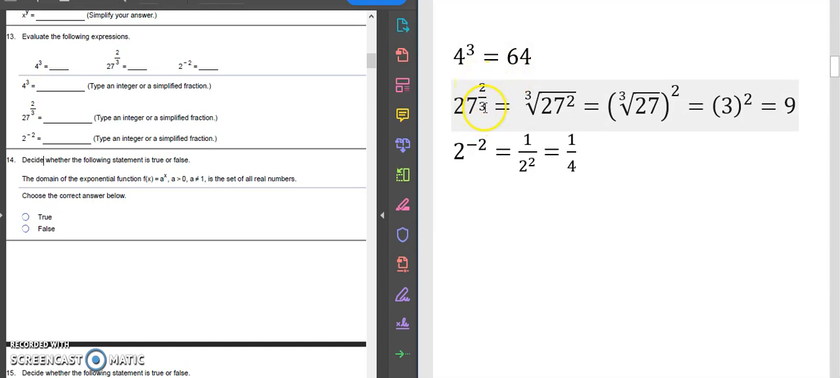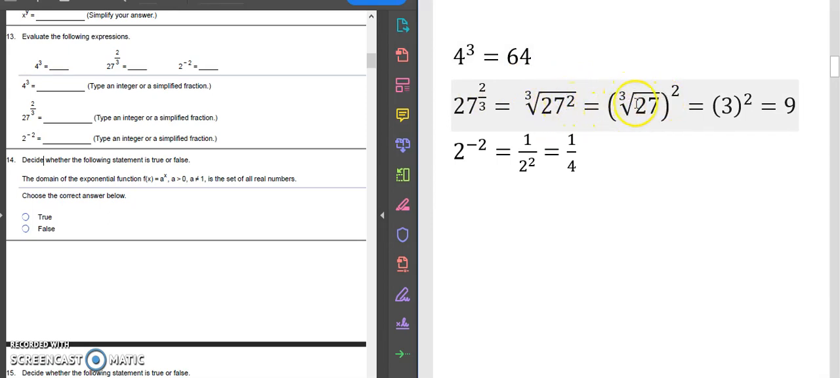27 raised to the 2/3 power is a little bit trickier, so now we have to go back and remember our rules for how we rewrite an exponential expression when we have a fraction as our exponent. So remember, the denominator of your rational exponent is going to end up being the index when we write it as a radical expression, and the numerator will remain as the exponent. So the 2 is the exponent, the 3 becomes the index. Denominator, index, numerator, exponent. So now we have the cube root of 27 squared.